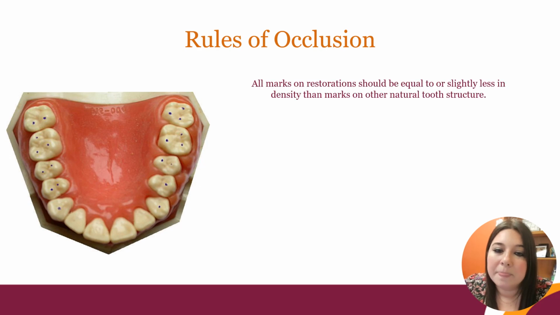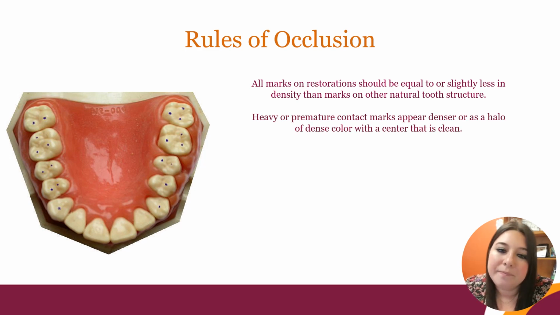Rules of occlusion. So all marks on restoration should be equal to or slightly less in density than marks on other natural tooth structure. We definitely don't want it to be harder, like a more heavy mark, but we don't want it to be too light as well, because then it can throw off their bite and the tooth may actually start to move in a different direction to try to get into occlusion.